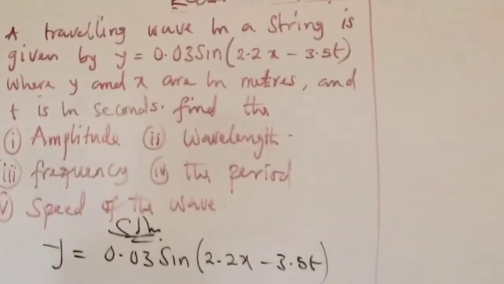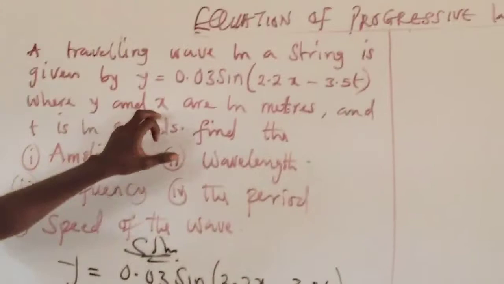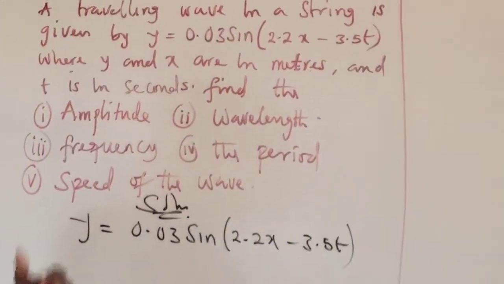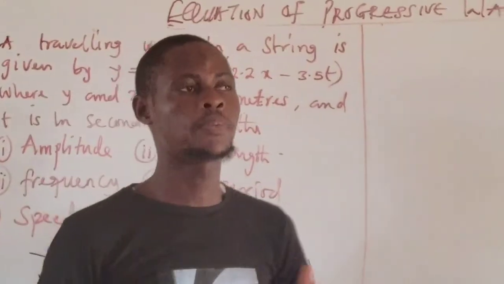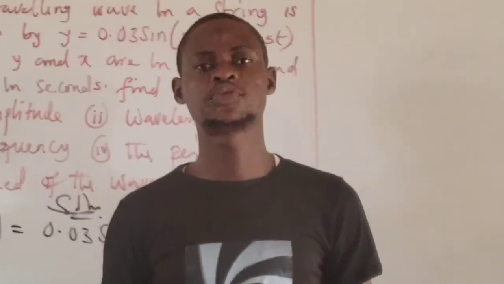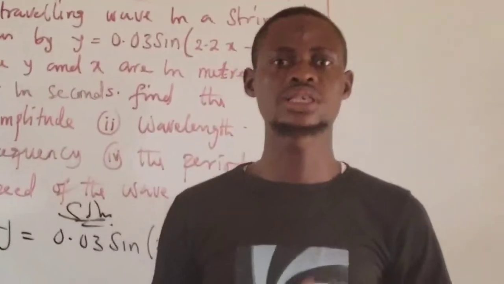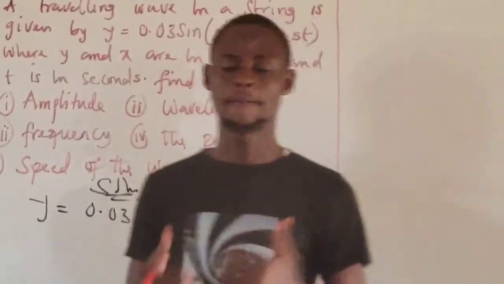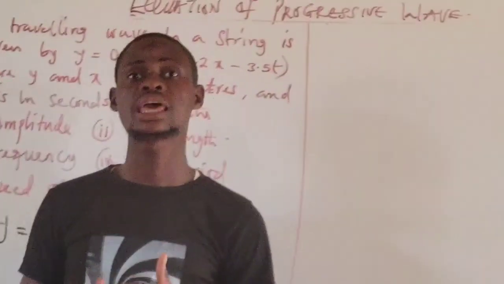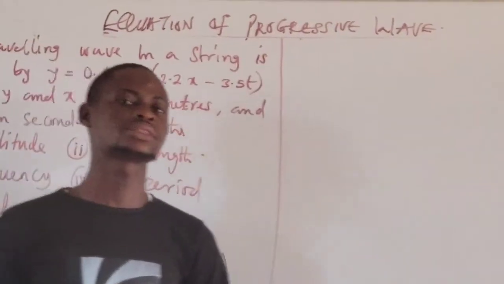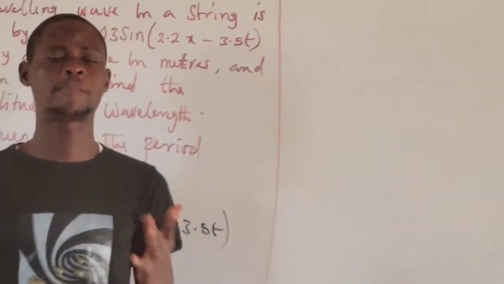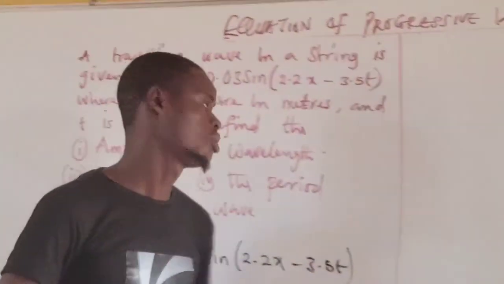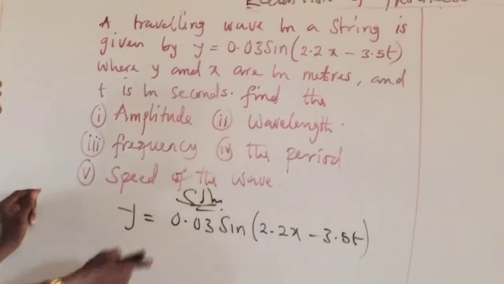Where y and x are in meters and t is in seconds, first find the amplitude of the wave. Don't forget I said earlier that a progressive wave always has a constant amplitude. It simply means each of the particles of the wave moves with equal amplitude and the same frequency. The only thing that differs is that for a progressive wave, each of the particles differs by a phase difference.